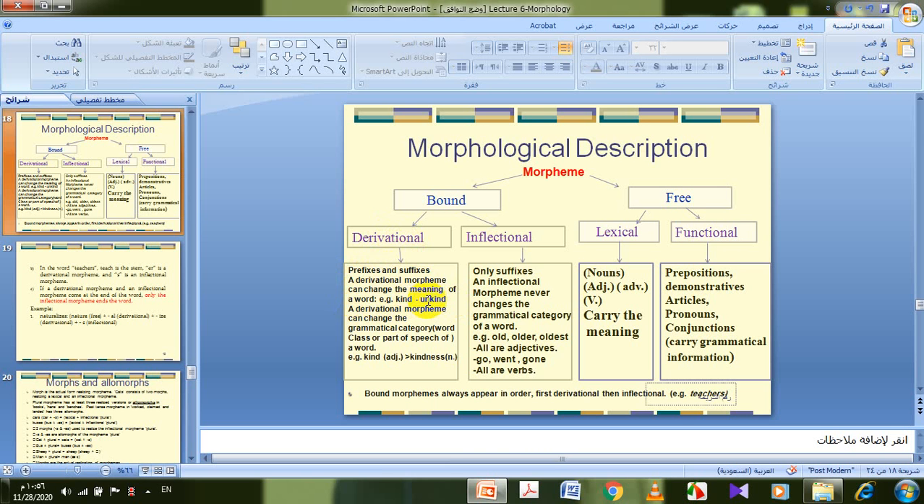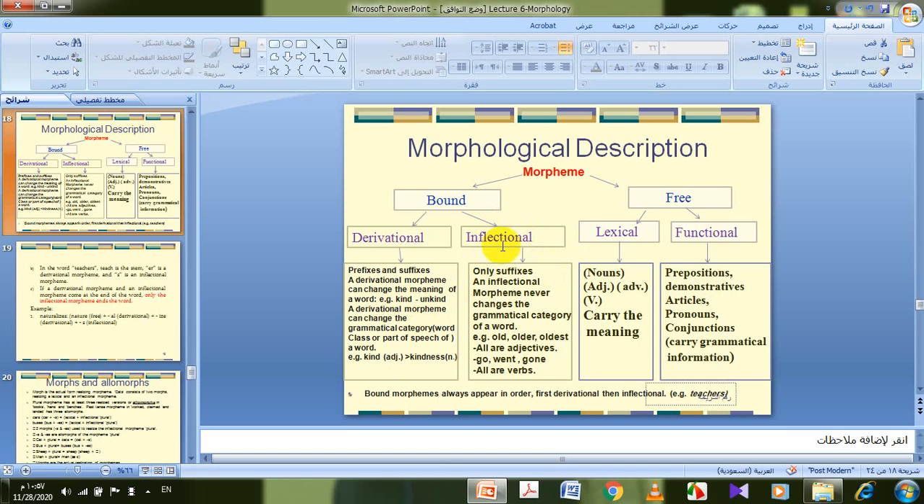Kind, unkind, prefix. A derivational morpheme can change the grammatical category or the word class or the part of speech of the word. So kind, adjective, kindness, noun. So derivational morphemes change both meaning and word category, or the grammatical category, sorry, or the part of speech of the word. However, inflectional morphemes, number one, only suffixes at the end.